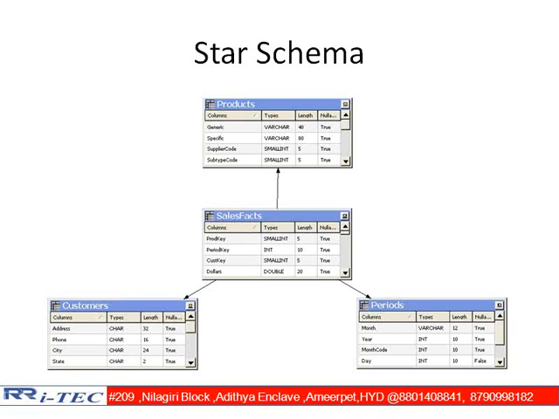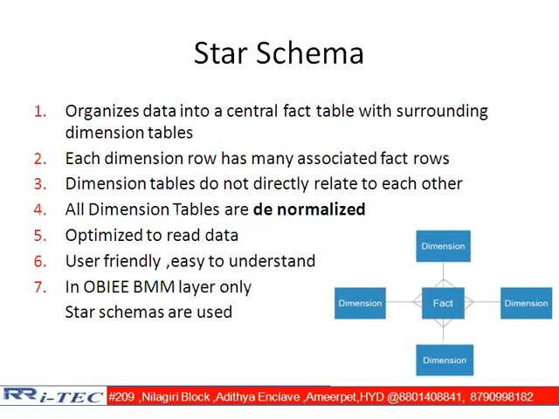If product type is available in some table, product subtype in some other table, price in some other table, and product supplier in some other table, then these tables are called as what? Normalized tables. If the product's entire information is available in a single table, then it's called a denormalized table. So that's the reason I wrote this point: all dimension tables are denormalized. That is the reason our star schema is also called a denormalized schema.